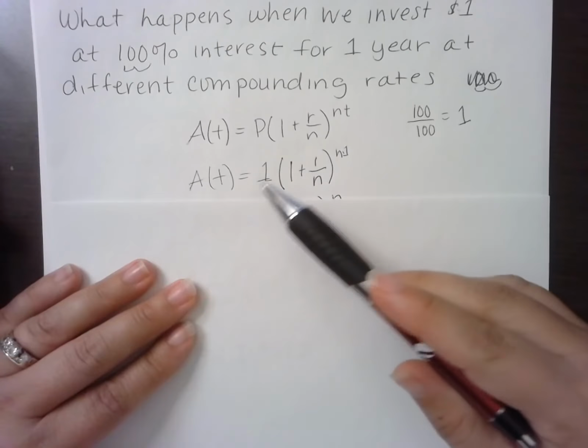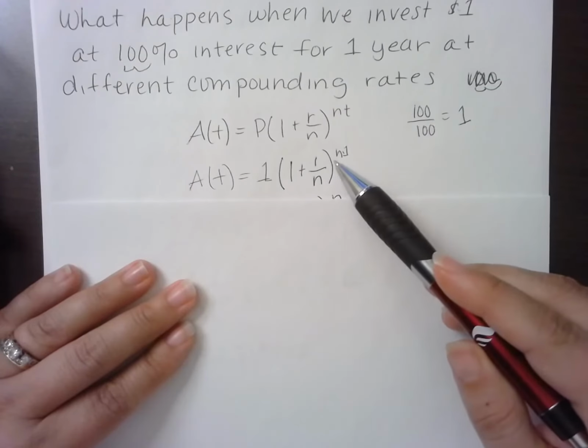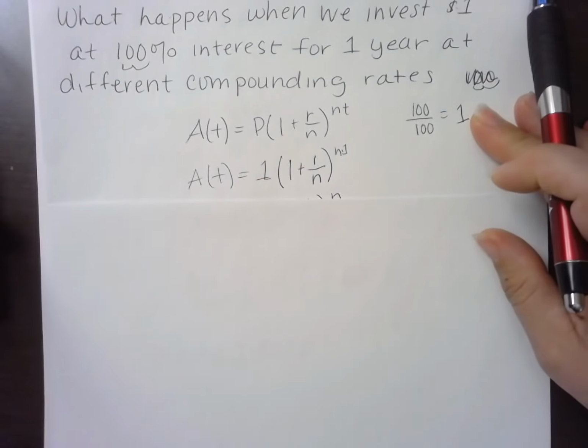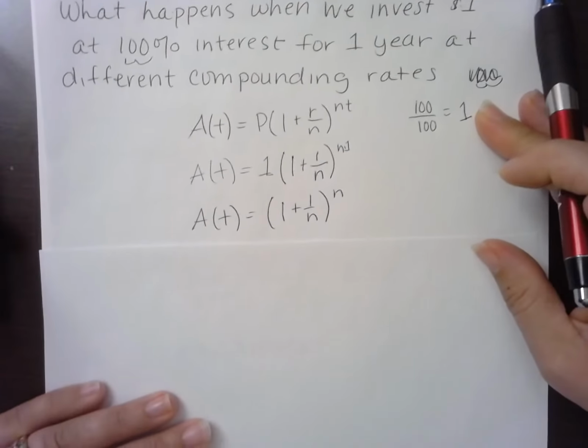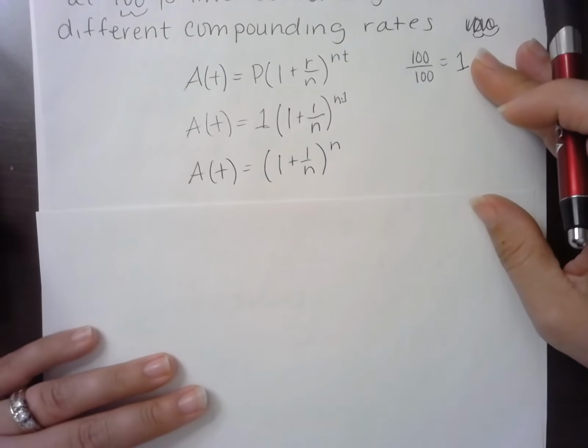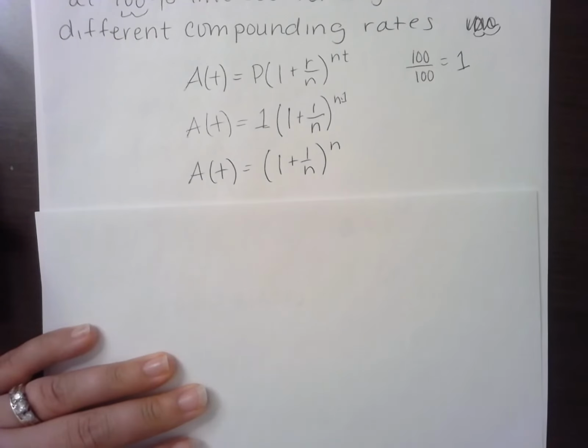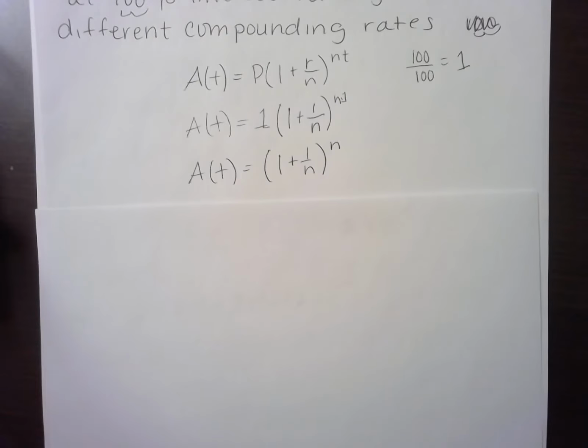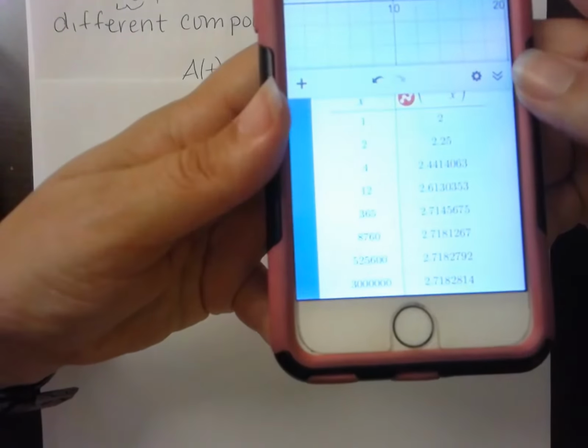All right, now I really don't need these ones here and here, right? So n times 1 up here, so I'm just going to rewrite it without the ones, and I'm left with A of t equals (1 plus 1 over n) to the n, okay? Now I want us to look at values. So n is the number of times it's compounding, and I do have it on Desmos here, so let's take a look at my Desmos.